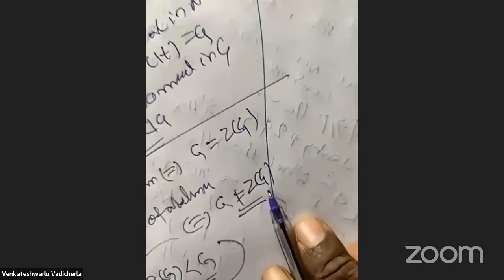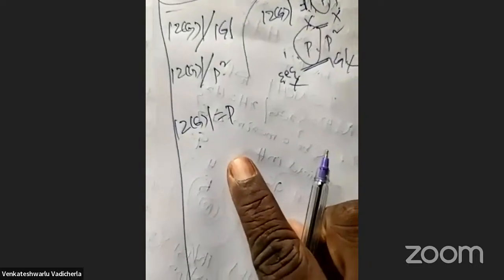The divisors of P square are 1, P, and P square. It is not 1 and not P square, so it should be P. If the order is 1, then it is a trivial group. If the order is P square, then Z of G is equal to G, but we have already taken Z of G not equal to G. So P square is not a possibility. 1, P, P square: if the group order is 1, then Z of G is the singleton E, which is not possible. Only the order of Z of G equal to P is possible.